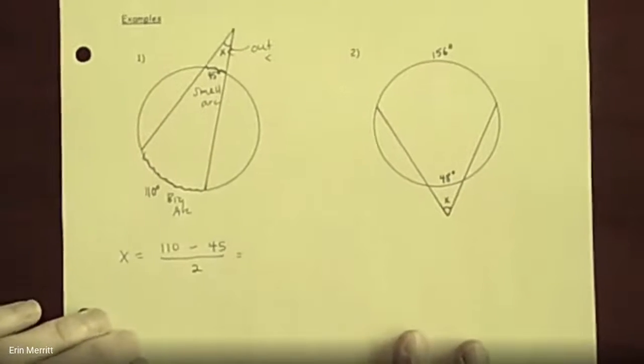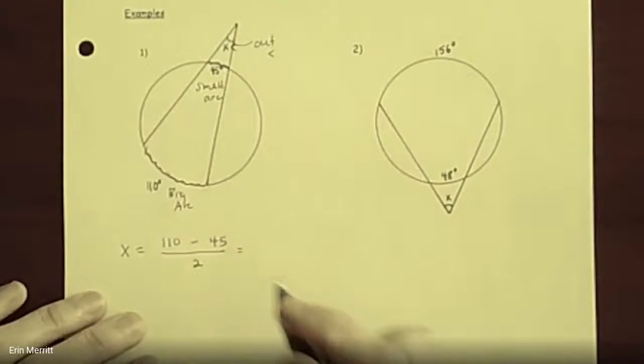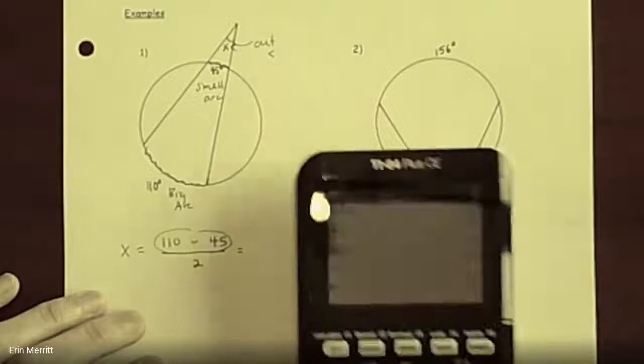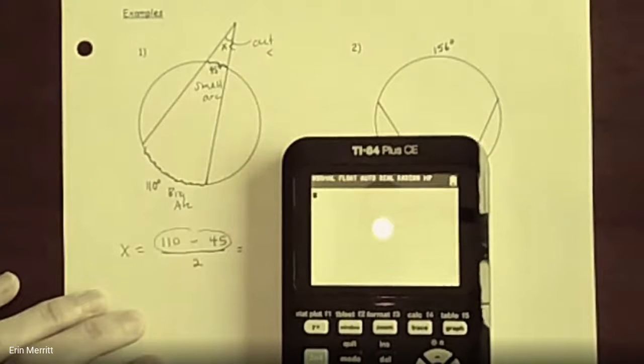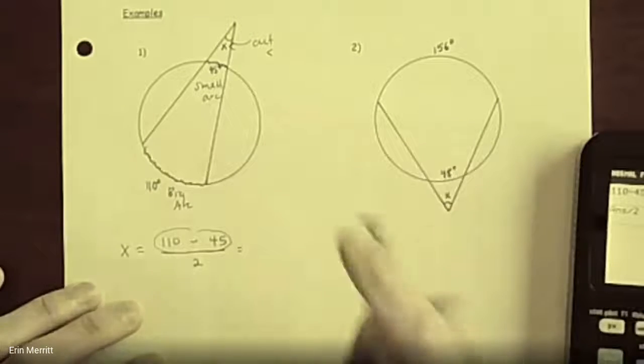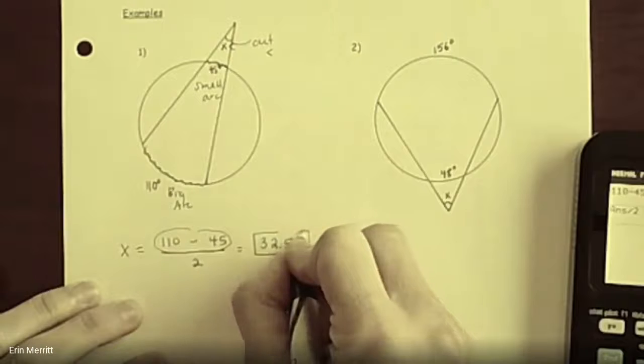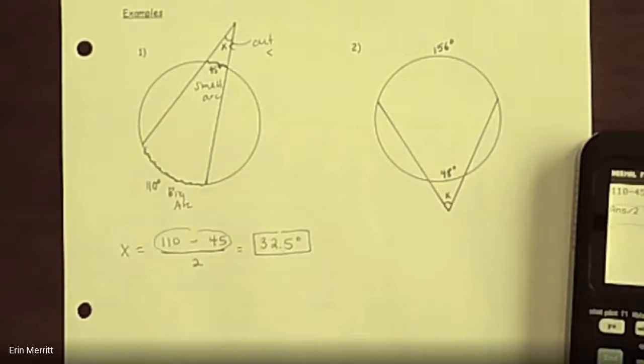I'm going to give you the same recommendation that I did on the last one. Subtract these first and then divide by 2. So on your calculator, whatever calculator you have, subtract, divide by 2. Oh my goodness, we got a decimal. That's totally fine. So 32.5 degrees is completely fine there.